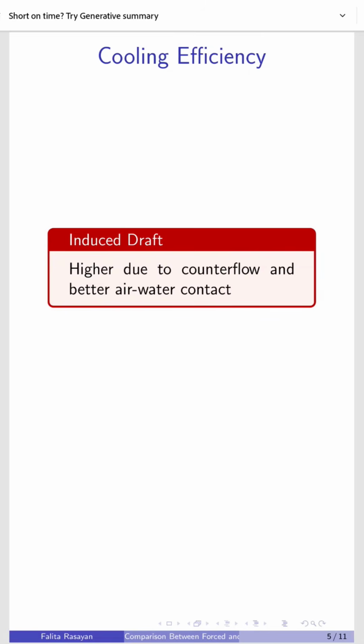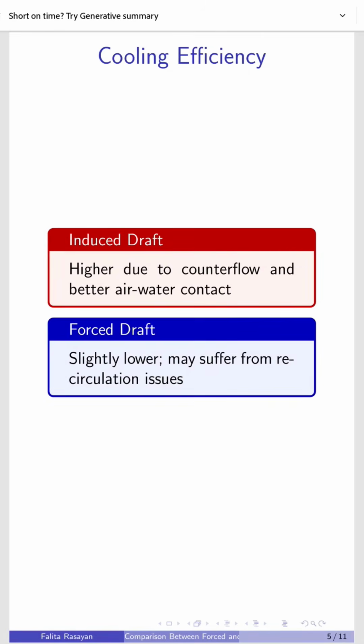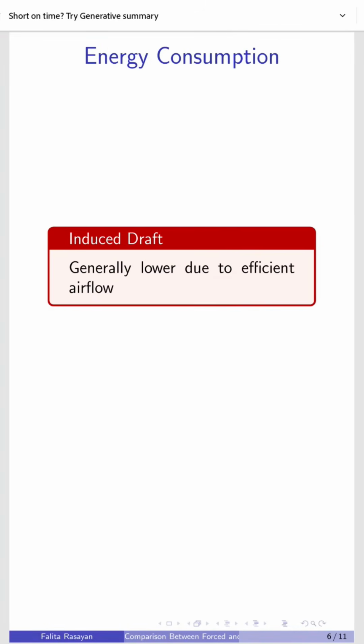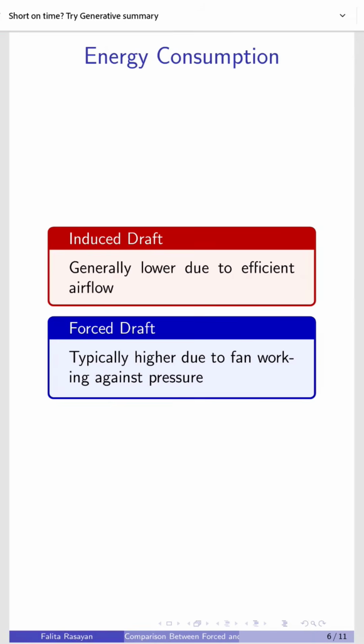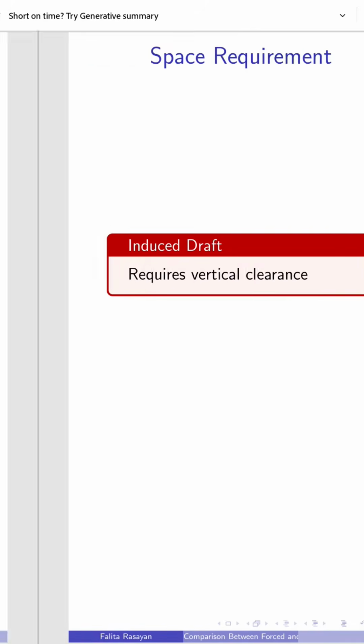The cooling efficiency is higher due to better air-water contact. In case of forced draft, the cooling efficiency is slightly lower due to recirculation. The power requirement is lower as the efficiency is higher in case of induced draft, but in case of forced draft, the power requirement is slightly higher.